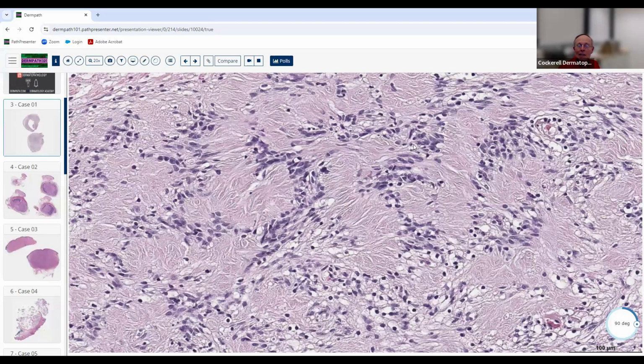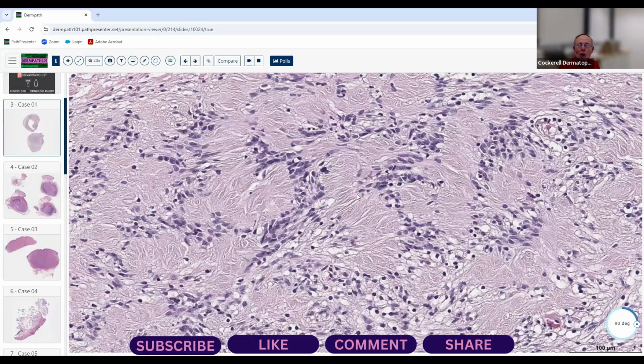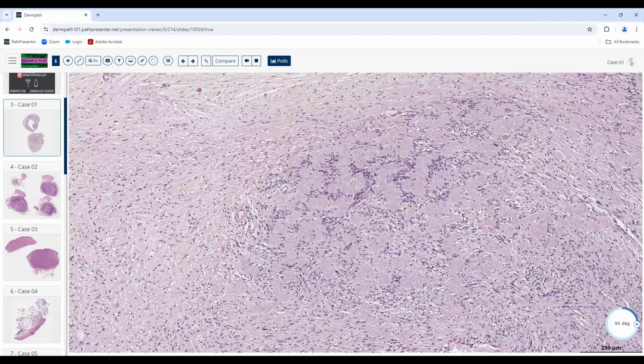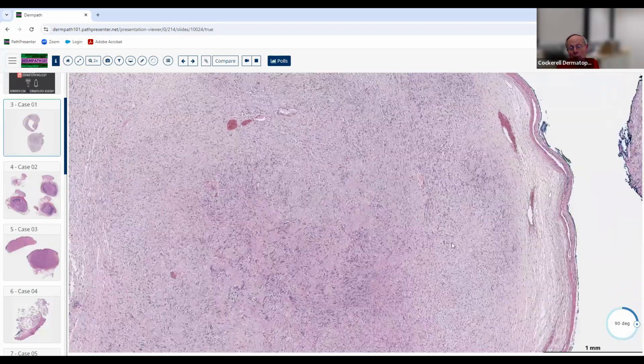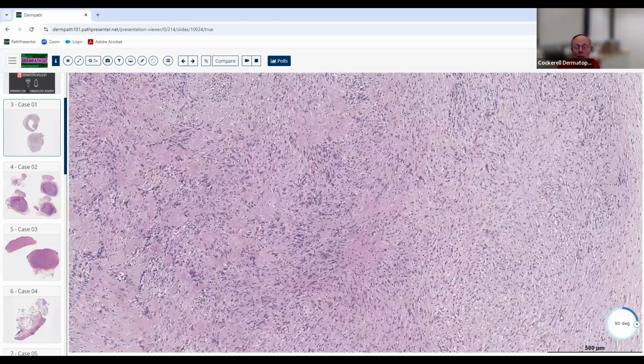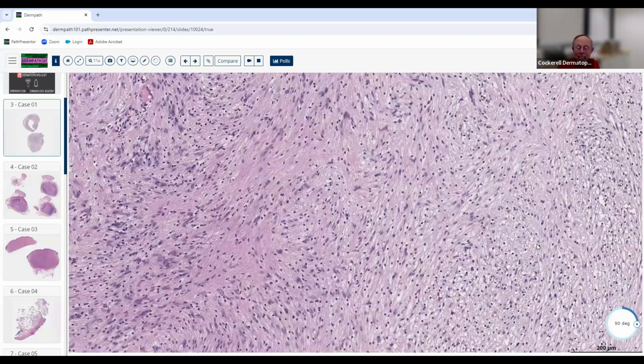I always like to think that they're sort of like the Trojan War. You've got the Greeks on one side and the Trojans on the other. And here's the field of battle. And they're getting ready to charge across and attack one another. So that's a Verocay body. And then there's another kind of clue. Now, if you don't see Verocay bodies, you see a lot of this kind of change here. Well, then it might be an Antoni B.